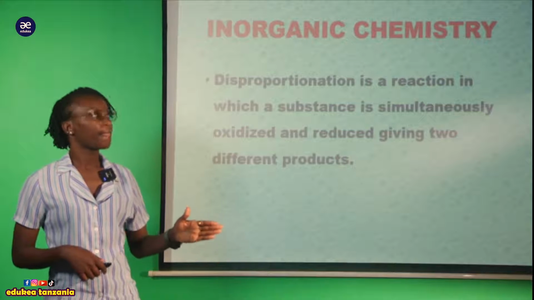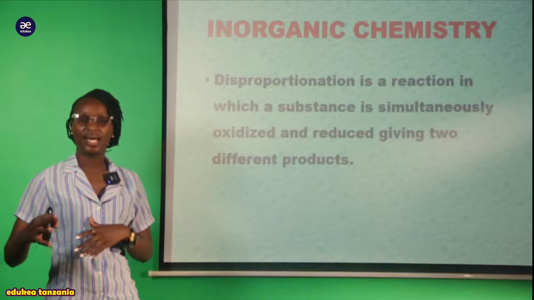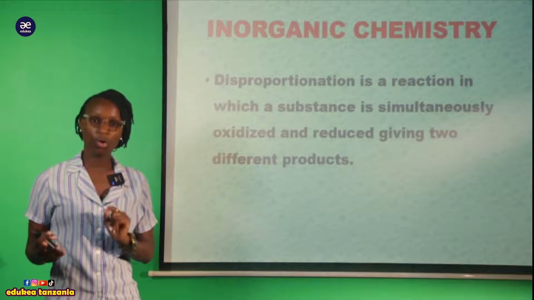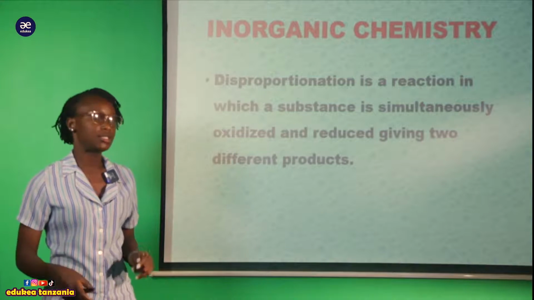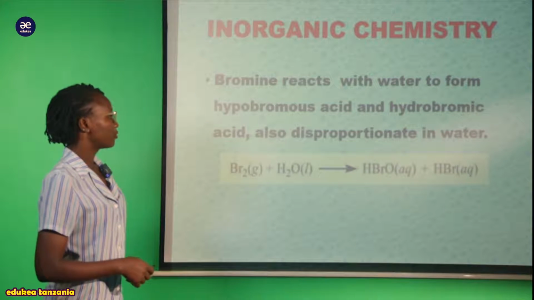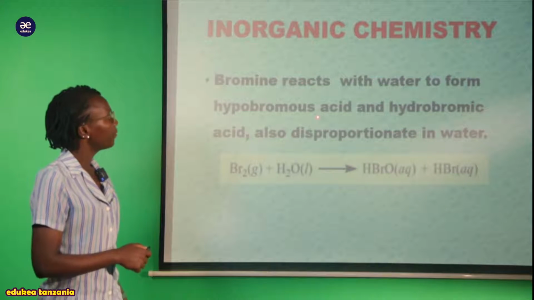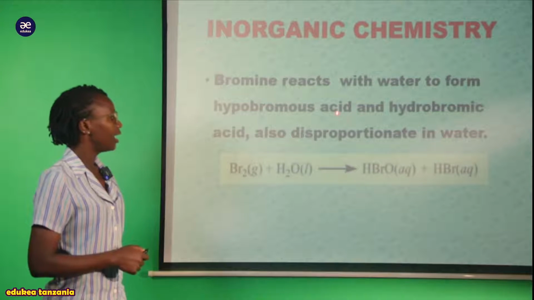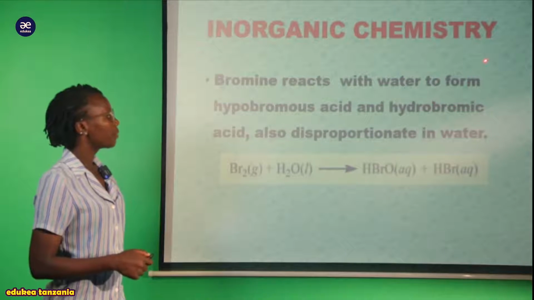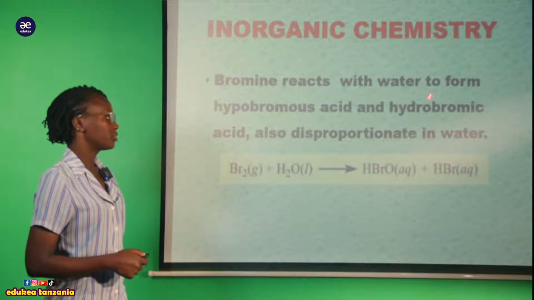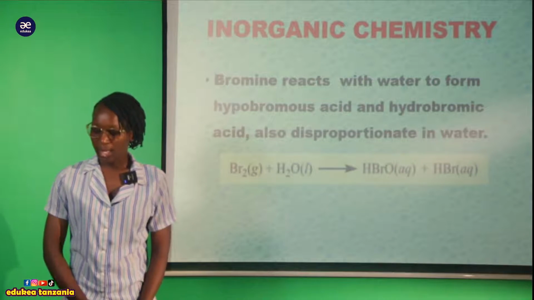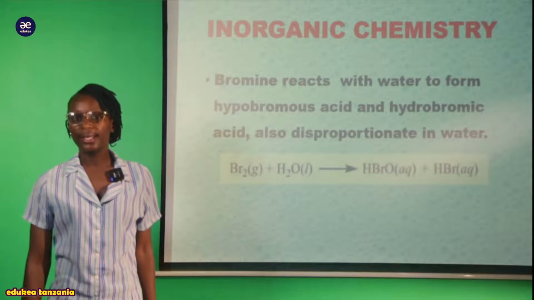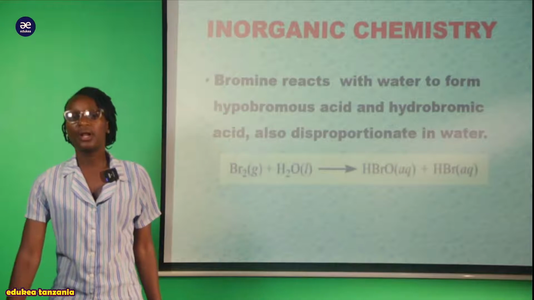Kwamba ni substance, this is the reaction in which a substance is simultaneously oxidized and reduced. Yani kwa wakati huo mmoja reduction na oxidation ina take place. Alafu tunapata matokeo tofauti. So bromine reacts with water to form hypobromous acid and hydrobromic acid, also disproportionating in water. Sasa kumbuka hapa tunajaribu kuangalia hizi reaction. Sasa tumeona chlorine ana sifa zake, fluorine ana sifa zake.